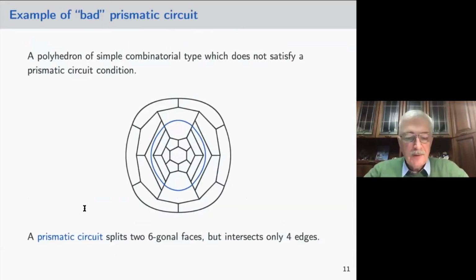And this is an example of a prismatic circuit. Let us consider a polyhedron, which presented here is trivalent, and all faces are at least pentagons. And you can see the blue curve. It separates top and bottom, for example, but it intersects only 4 edges. So it's an example of a prismatic circuit which you don't like. So it's a very bad example.